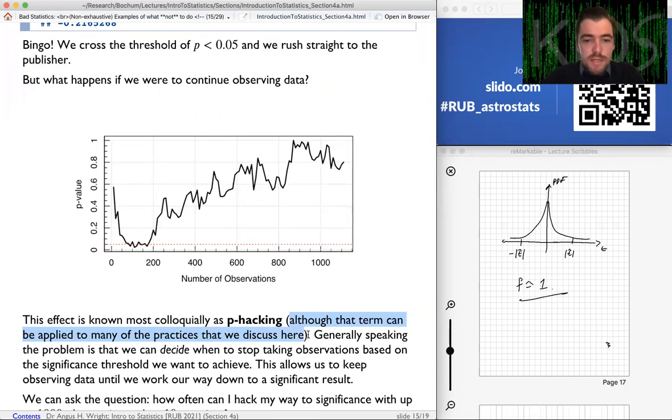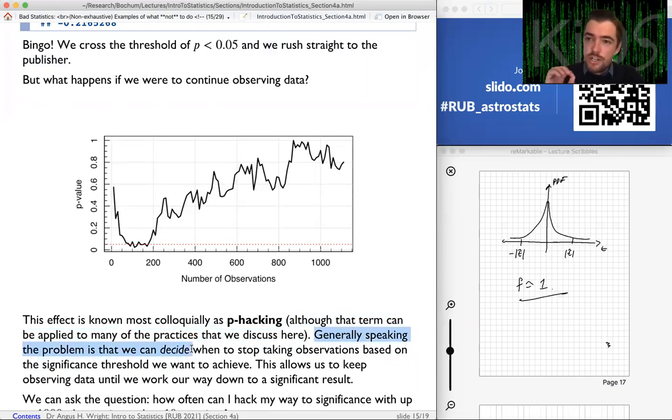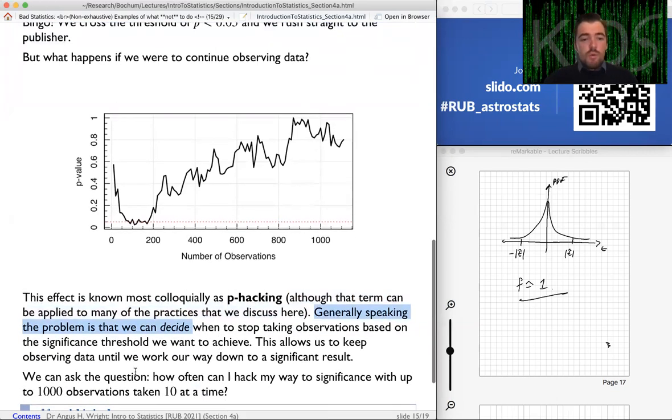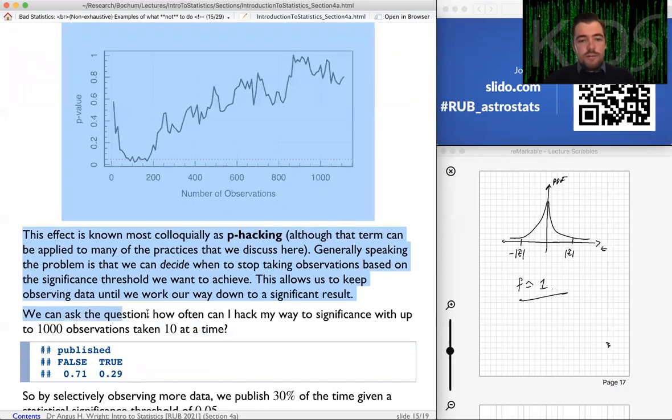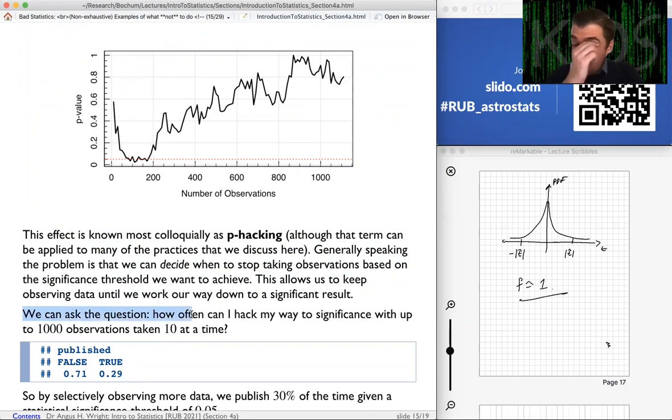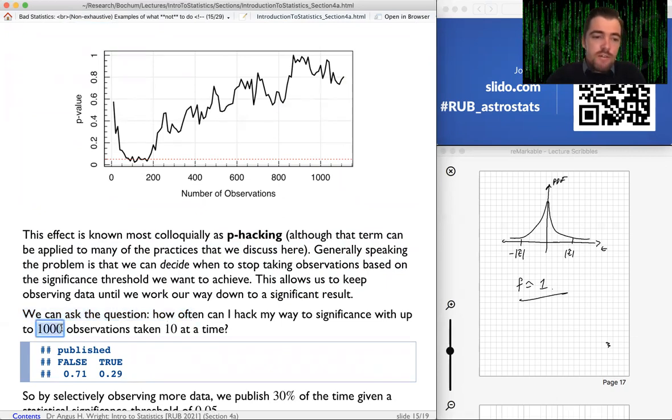The problem comes about because we make a decision when to stop. The decision that we make is when we stop taking data because we have satisfied some arbitrary threshold, right? One can then ask the question, if I was to perform this process, so if I take 100 observations and I calculate the p-value and I say, is it significant? And if it isn't significant, I take another 10 data points. And I do that until I have a maximum of 1,000 observations.